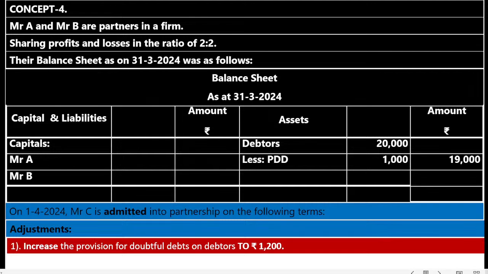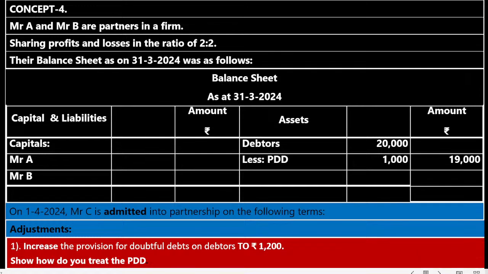Adjustments. Number 1. Increase the provision for doubtful debts on debtors to rupees 1,200. Two important terms are, one is increase, another one is "to". It means you start increasing from 1,000 up to 1,200. 1,000 became 1,200 means there is an increase in the PDD of rupees 200. So how do you treat the PDD? Pause the video, completely note down the question.